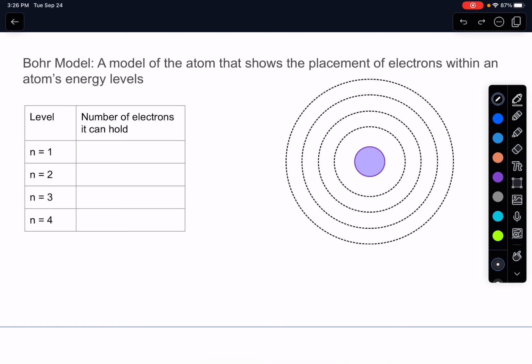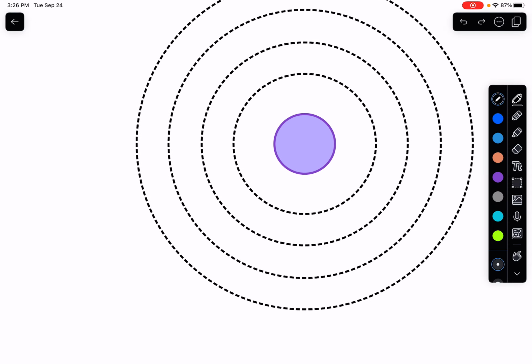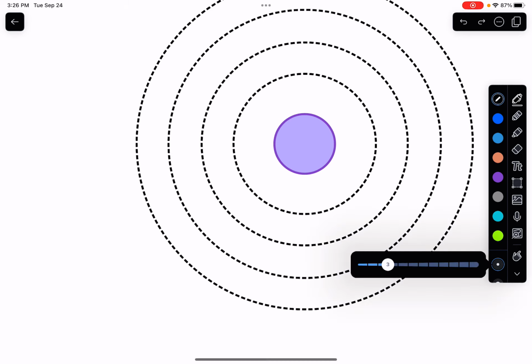In this video, I'm going to be going over how to draw a Bohr model, which is a model of the atom that shows exactly where the electrons are within an atom's energy levels. And in order to start, we do need to talk about the different parts of the Bohr model first. So in the center of the Bohr model, this purple circle, this is called the nucleus.